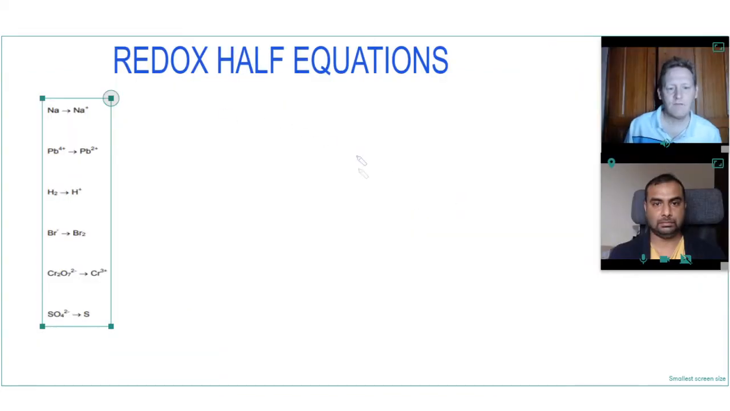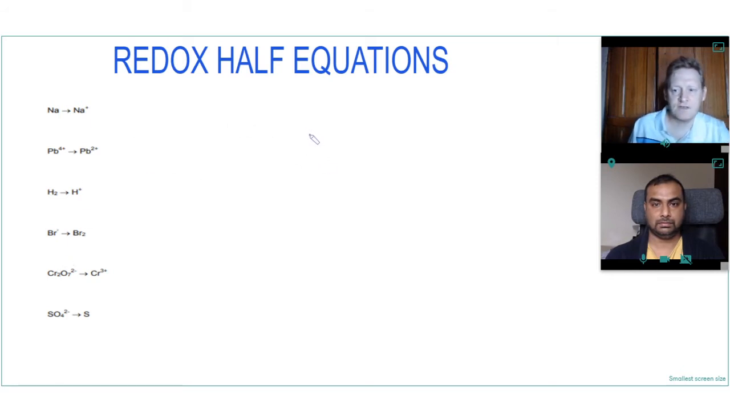So today we're going to have a look at redox half equations and how to balance them. We might have a look at oxidation states at the same time as well. So the first ones are fairly straightforward. We're just balancing the atoms and the charges.